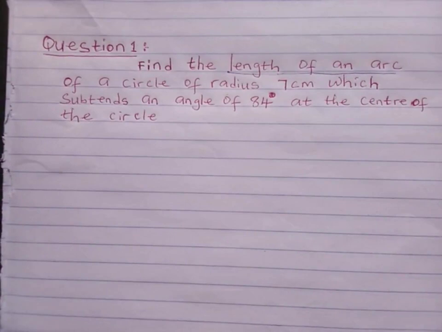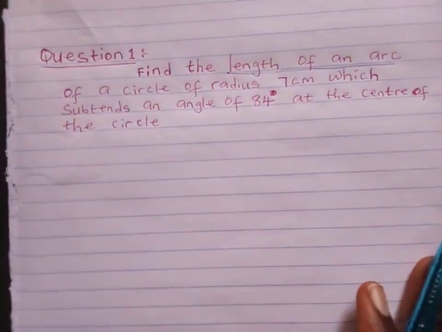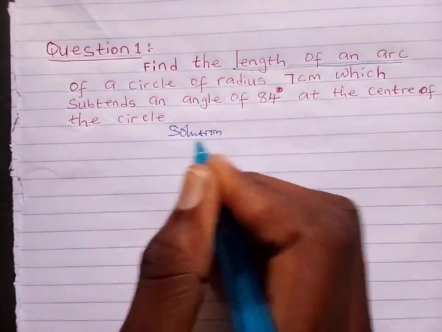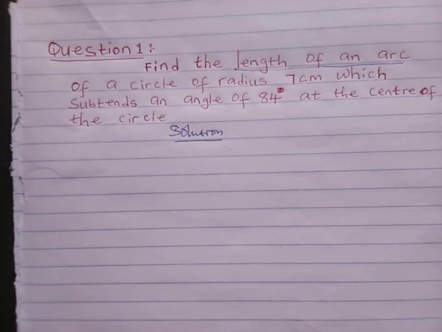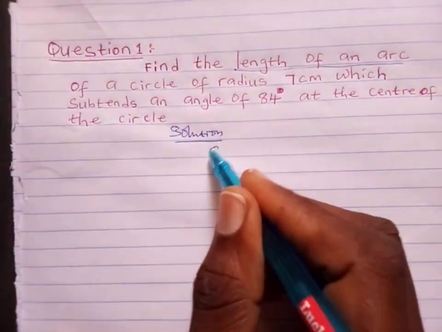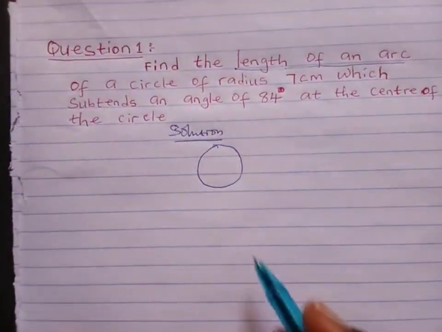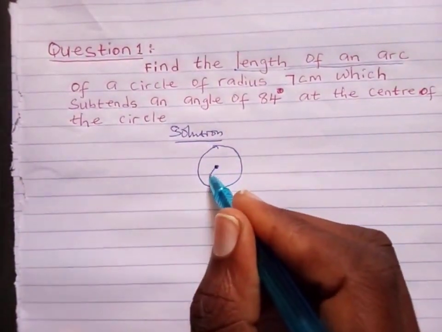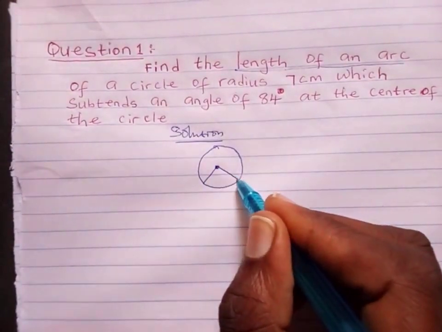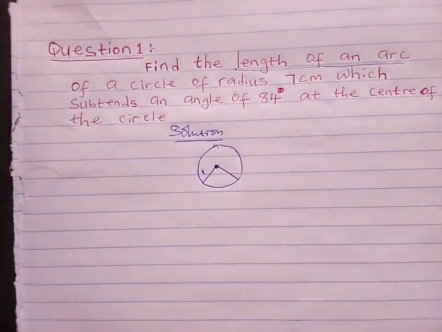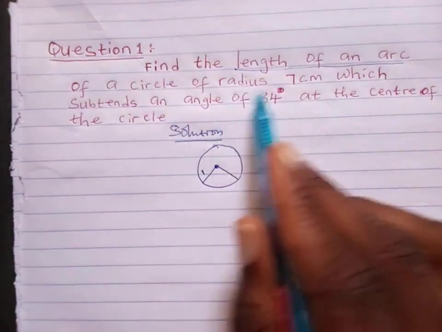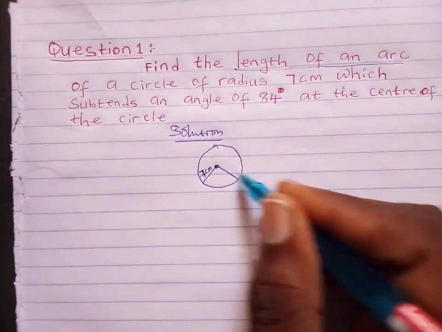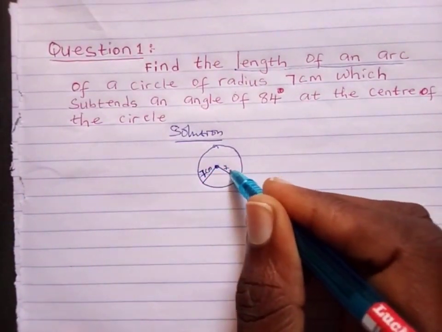Now, in order to approach this question, first of all, we need to make a sketch of this very question. This is my circle. This is the center. Let's take here to be the center of the circle. This is my radius. You have radii. Now, we are told that the radius is 7 cm. Here is 7 cm. Of course, here too will be 7 centimeters.